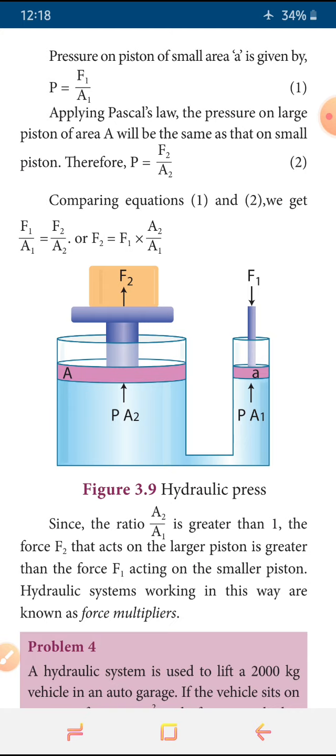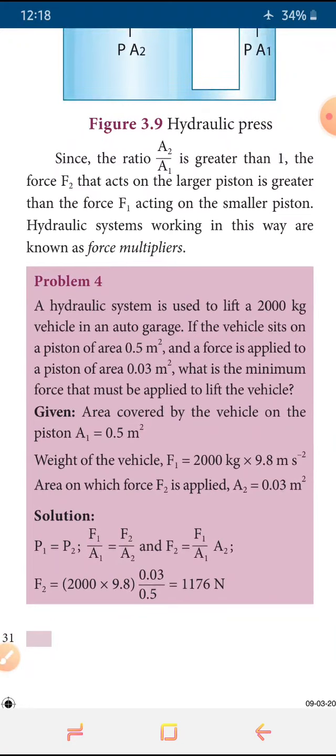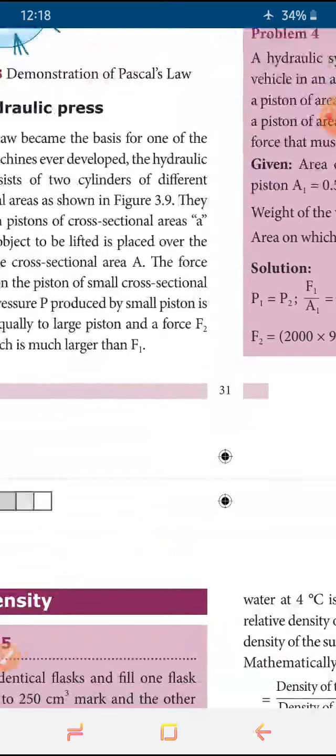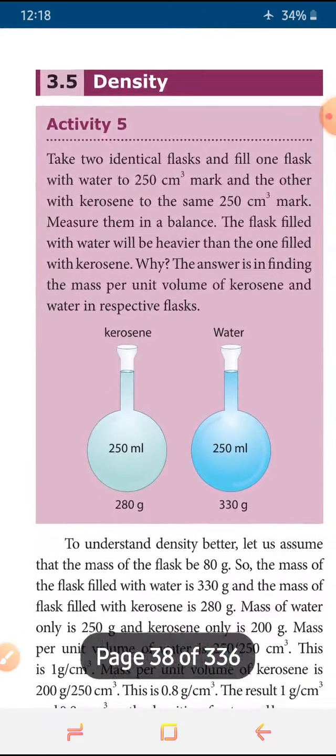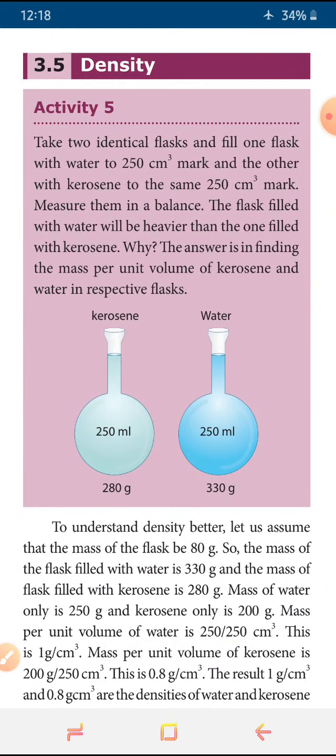Then problem 4. In this problem 4, all the values are given. We are using the hydraulic press formula. After using that, we are finding F2. Okay, you try yourself, children. And next is 3.5 density. And here in this density topic, we are starting with activity number 5.